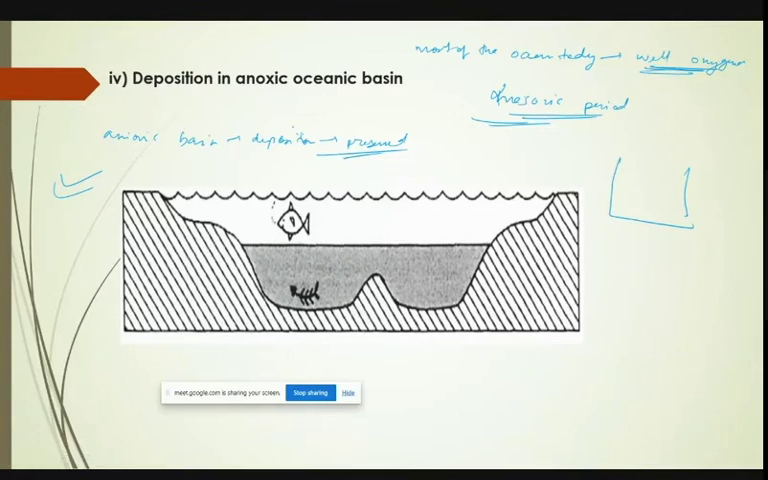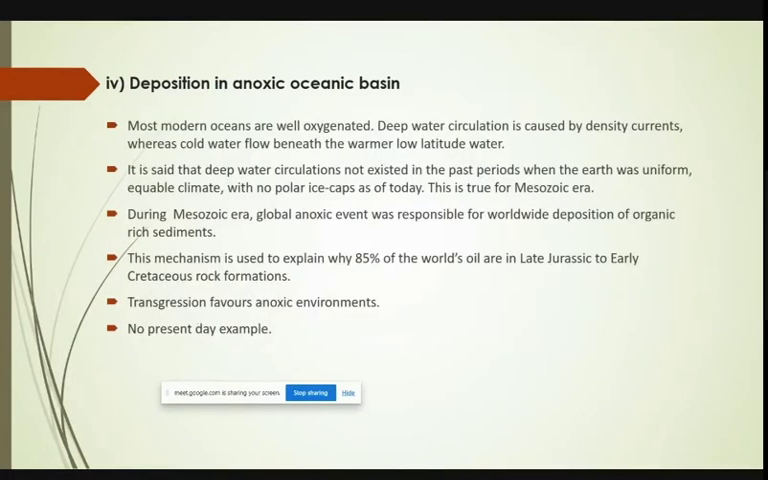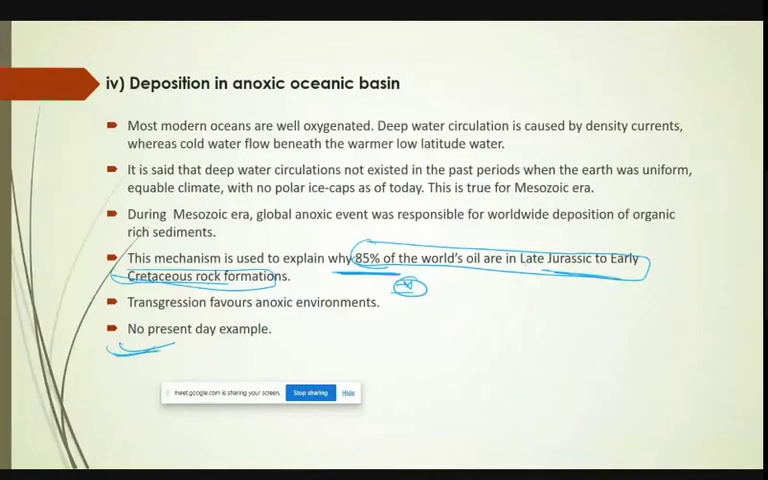And another point you guys write down is, yeah, this one: 85% of the world's oil is restricted to late Jurassic to early Cretaceous rock formations. And as discussed earlier, we have no present day example of an anoxic oceanic basin. Done.